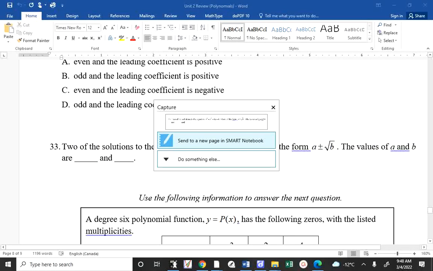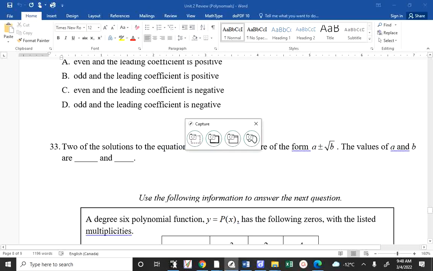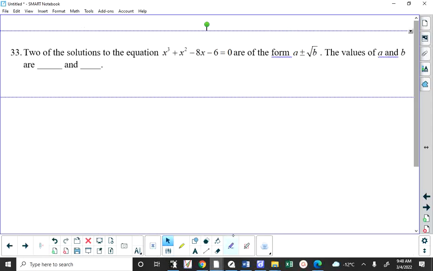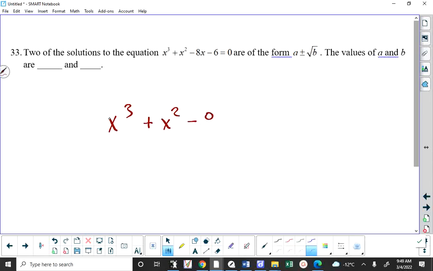So this was bound to happen, and I have a philosophy with regards to this: this is something that you need to know how to do, but I haven't included it in the lessons because it's really just an extension of Math 20. And sooner or later we run into it. You're told that this equation, let me write it out, x cubed plus x squared minus 8x minus 6 equals 0 has two solutions that are irrational.